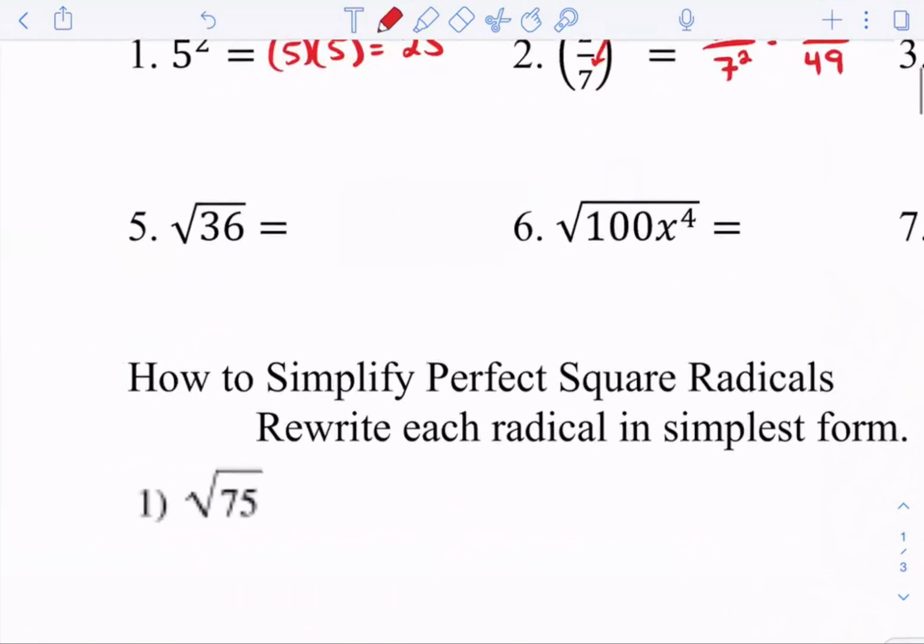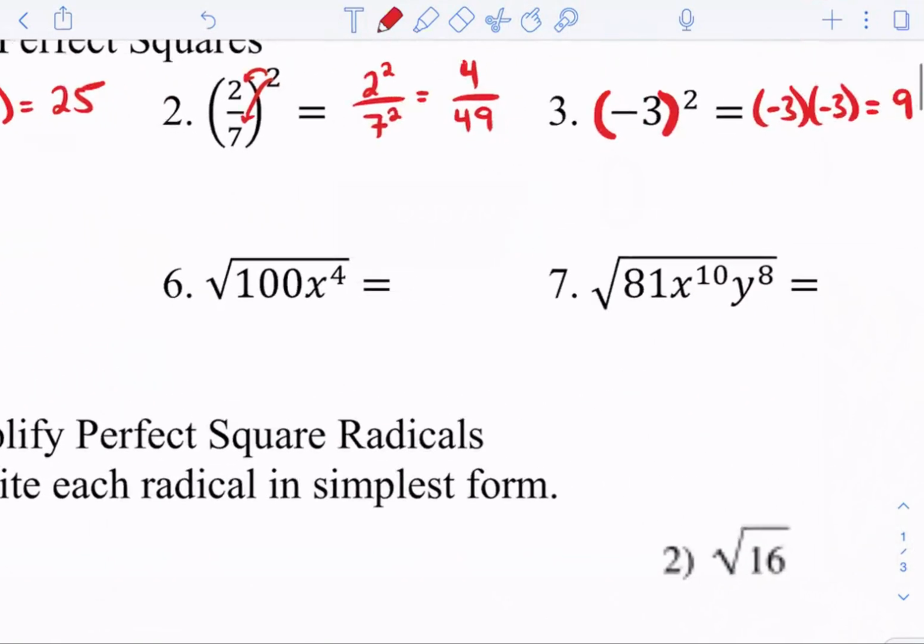And then let's talk about square root. Now you could do this right in the calculator, but let's think about it for a second. To find the square root of 36, I have to think about what number times itself will give me 36. If you said the number 6, then you are correct. So the square root of 36 is 6, because 6 times 6 is 36.